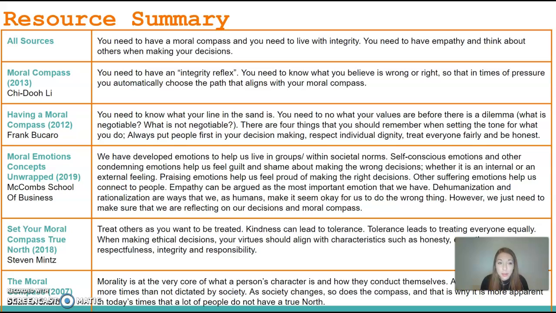The video Moral Compass goes into detail about having an integrity reflex. You need to know what you believe is right or wrong, so in times of pressure, you can automatically go with the right path that aligns with your values and your beliefs. Having a Moral Compass went on to say you need to find your line in the sand. You need to know what your values are before the dilemma. So you need to know what is negotiable, what is non-negotiable.